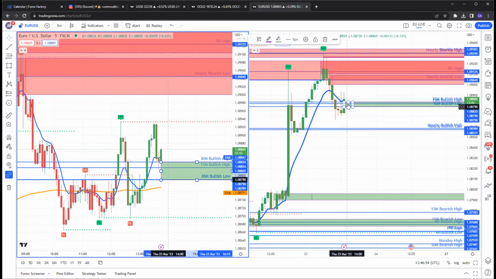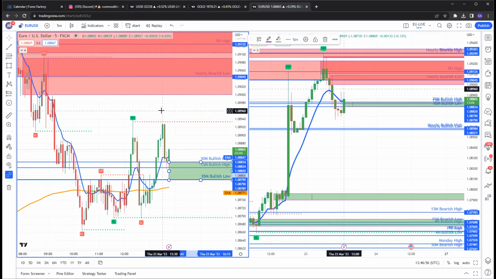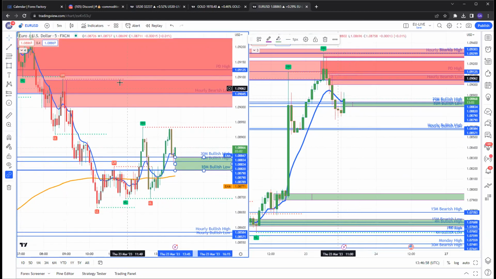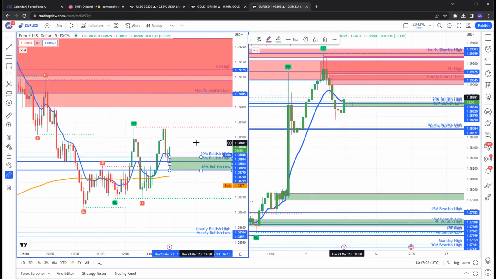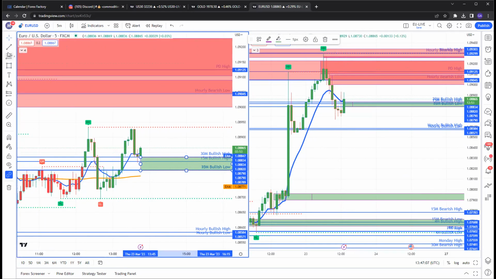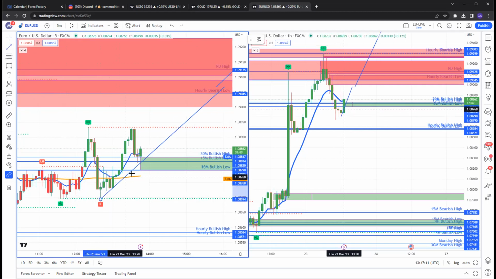If EU is to create another right shoulder, we can see that the next sell zone is around this zone right here, around the hourly bearish low. So EU is possibly headed there, but I don't know if we already missed it. So what I'm going to do here is get my trend line and draw a trend line right there.